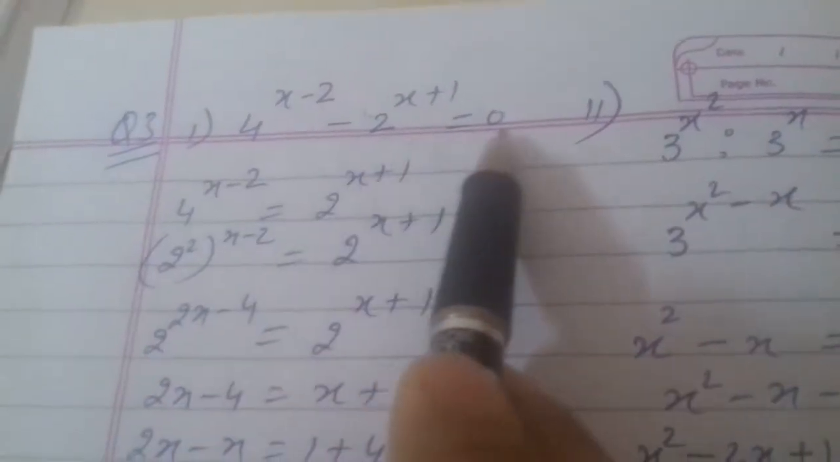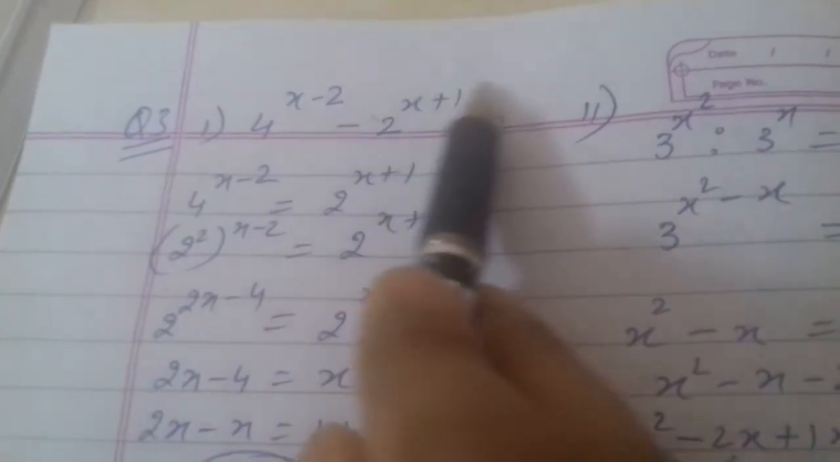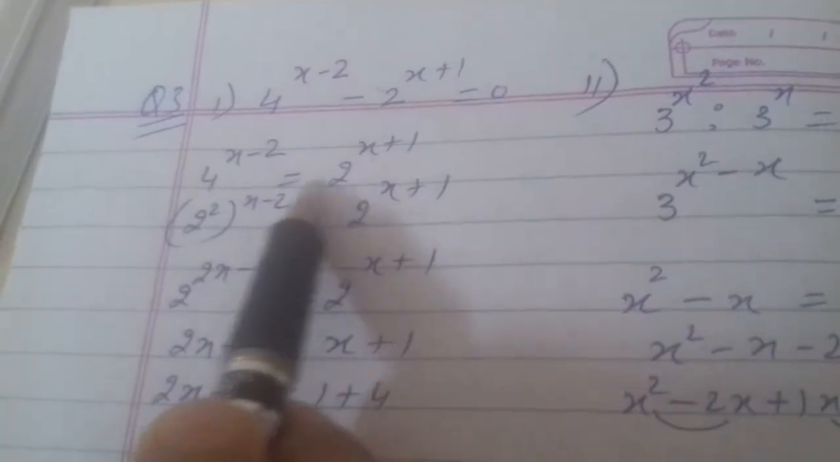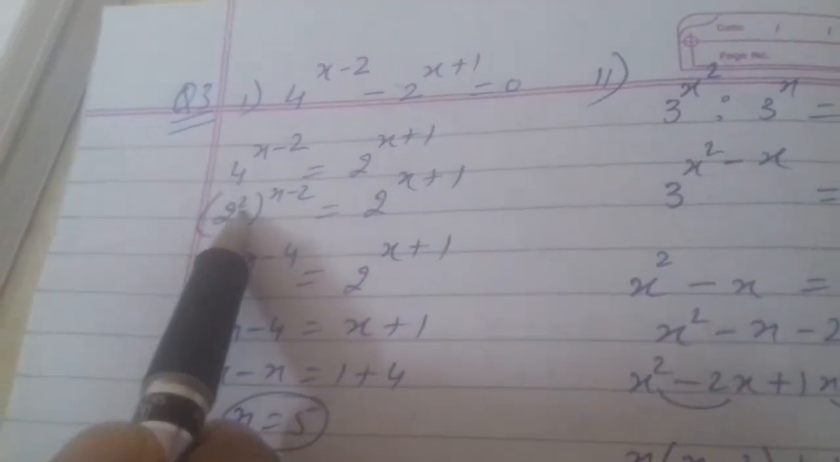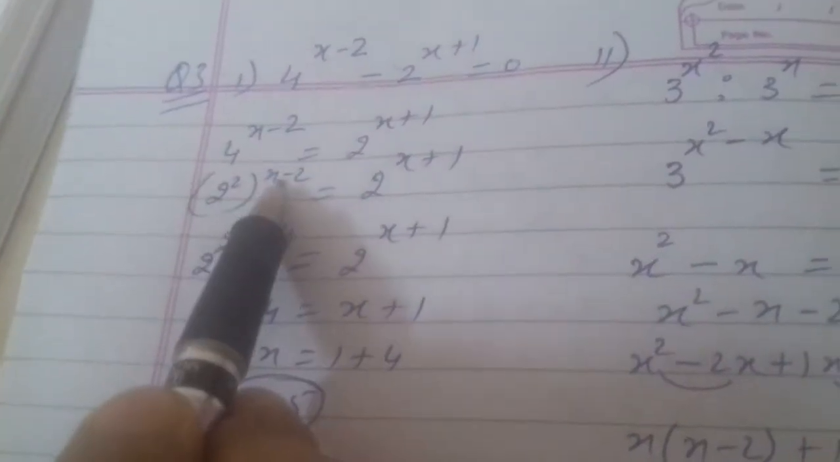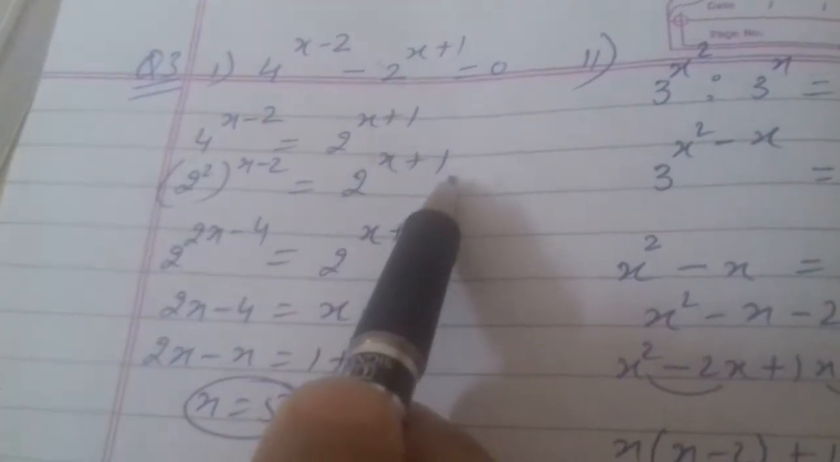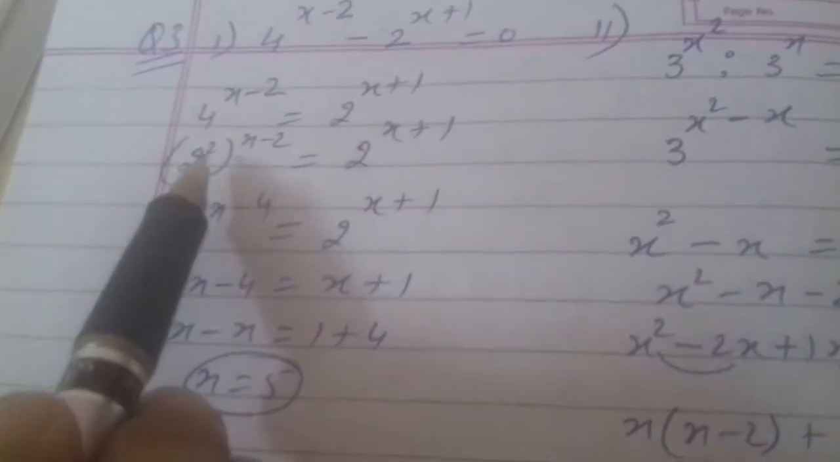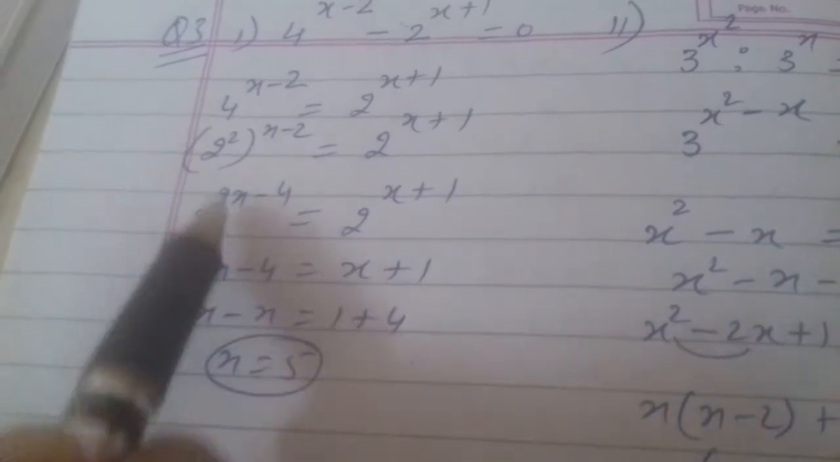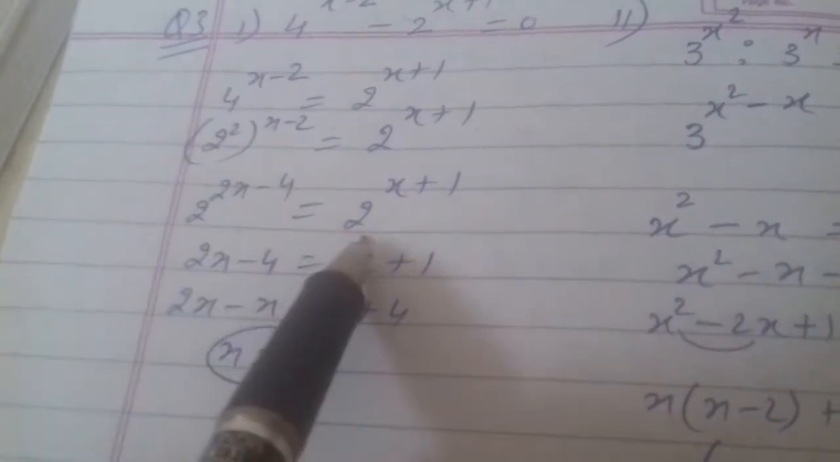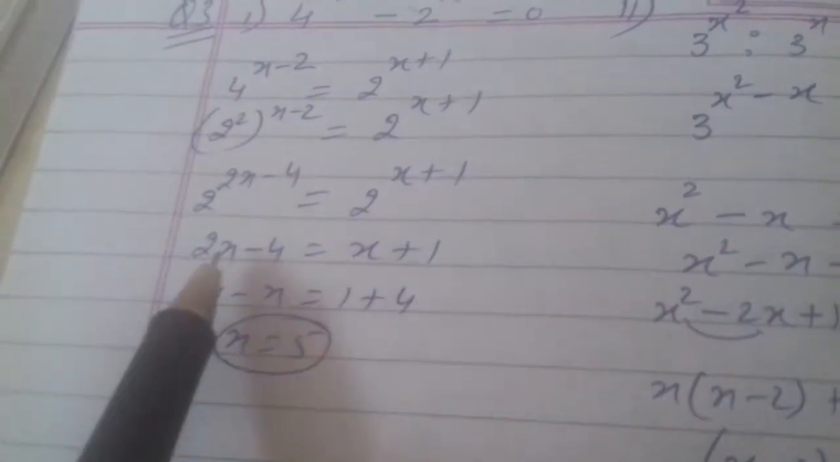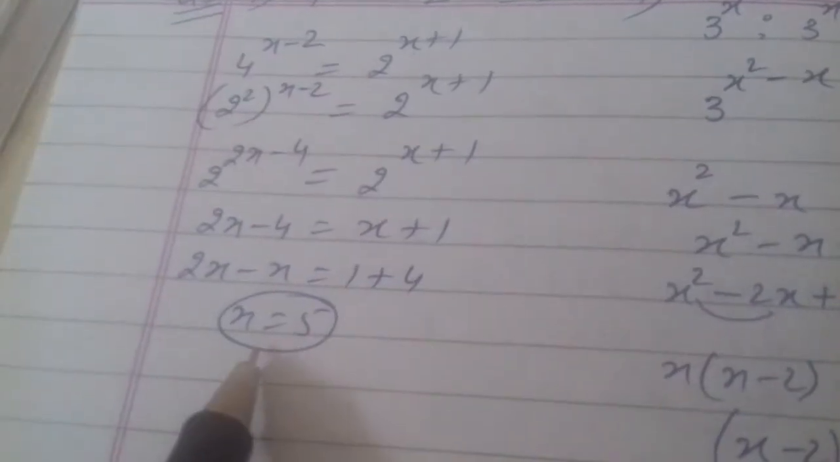Third question, children. It's like this. So I took this term on this side, clear, and 4 can be written as 2 power 2. And outside the power is x minus 2. Here 2 power x plus 1. Now bases are same. Multiply it with the power. It will be 2x minus 4. Now bases are same. Equality sign. Powers will also be same. Find x from here.